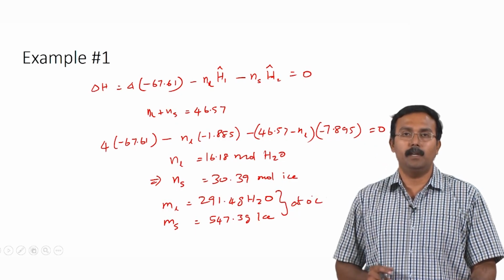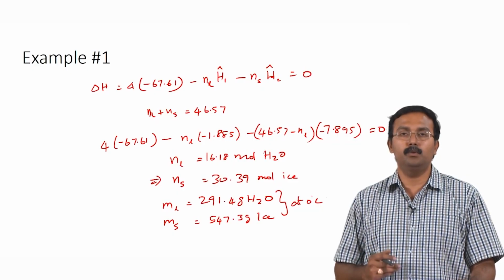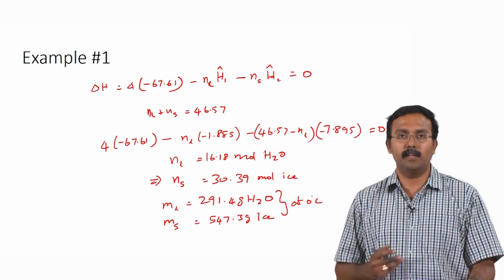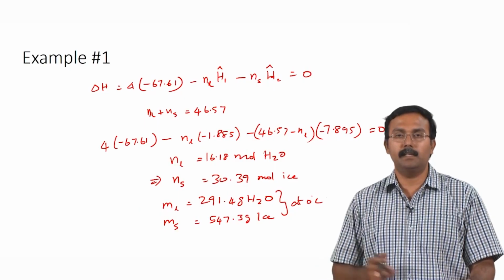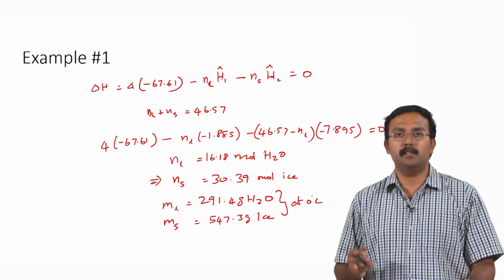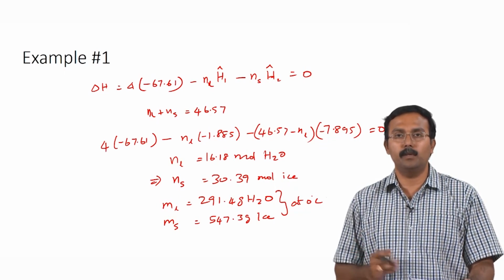So, this is what we would have, and if we were to add these masses to the H2SO4 solution, 4 moles of H2SO4 at 25 degrees Celsius, and we have a process where there is no heat being transferred, we would finally end up with 25 degrees Celsius temperature for a 4 molar H2SO4 aqueous solution. Let us move on to the next problem.